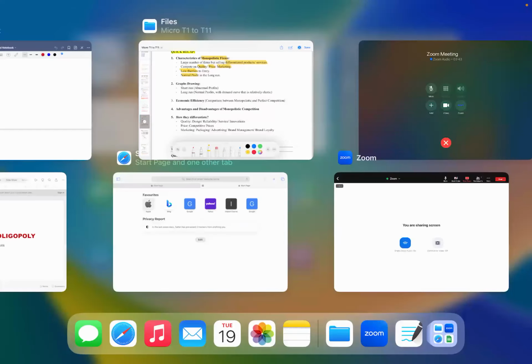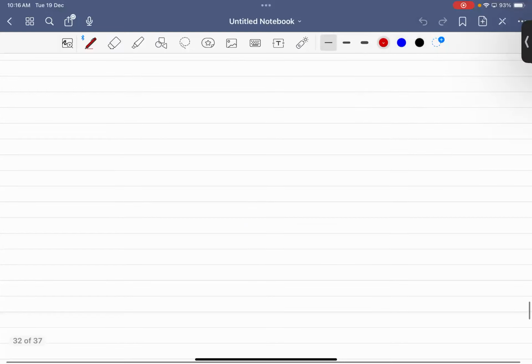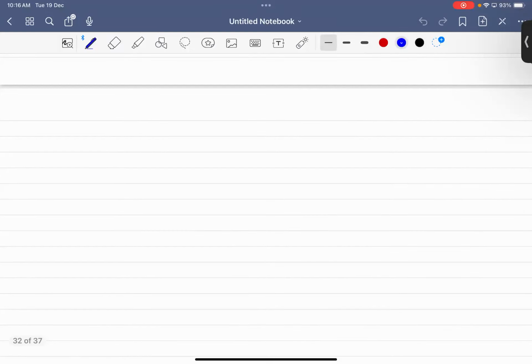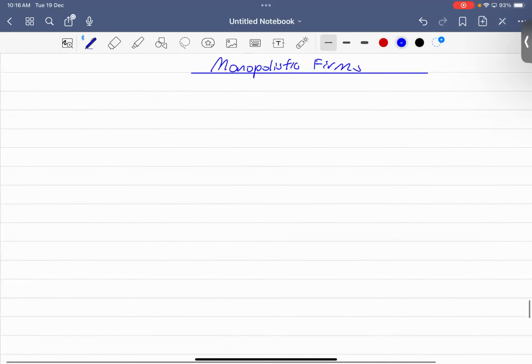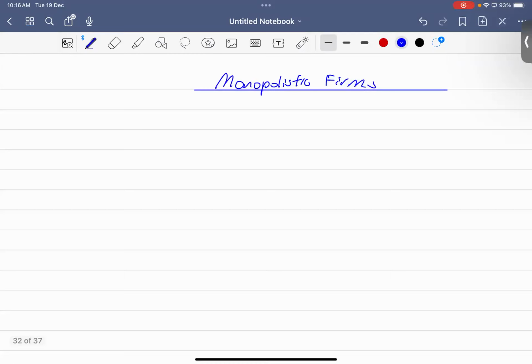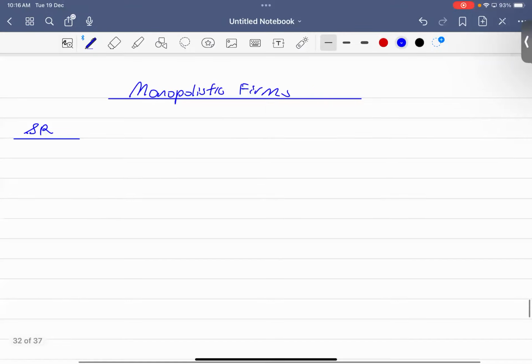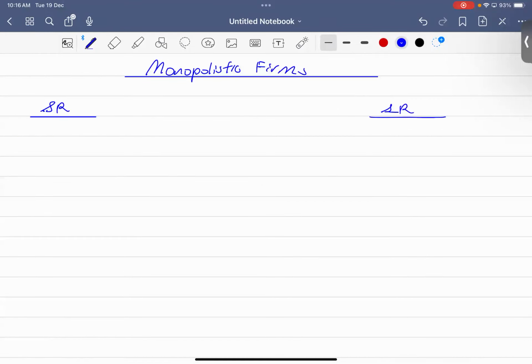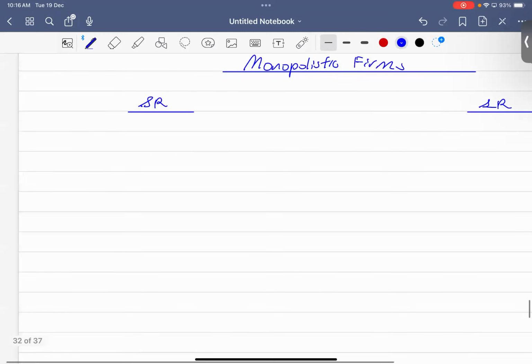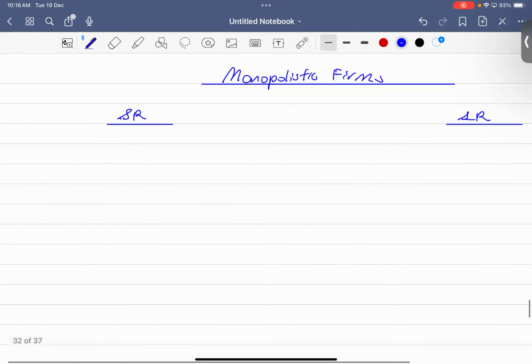Okay, so let's have a look into the diagram for monopolistic firms. If you can understand the graph that we learned in the previous class, then it will be easier for you to understand monopolistic firms as well. So we look into the short run and the long run, the short run graph and the long run graph. First of all, let's look at how the short run graph looks for the monopolistic firms, or for the monopolistic industry.